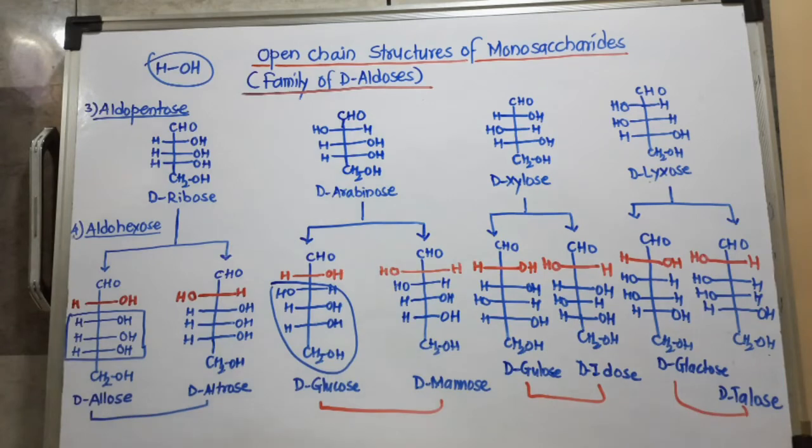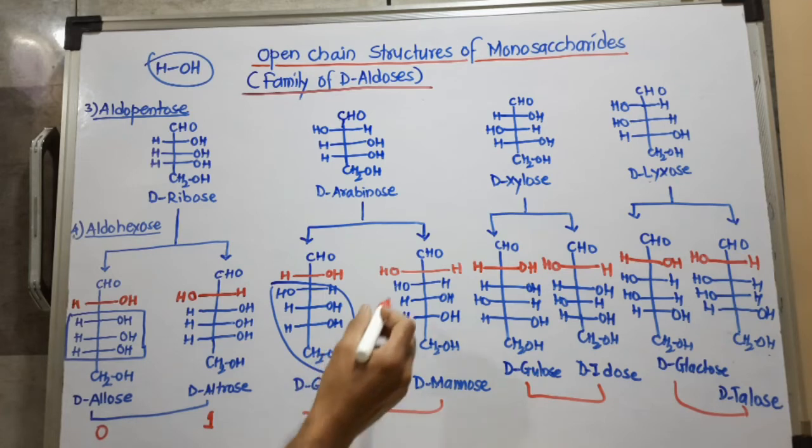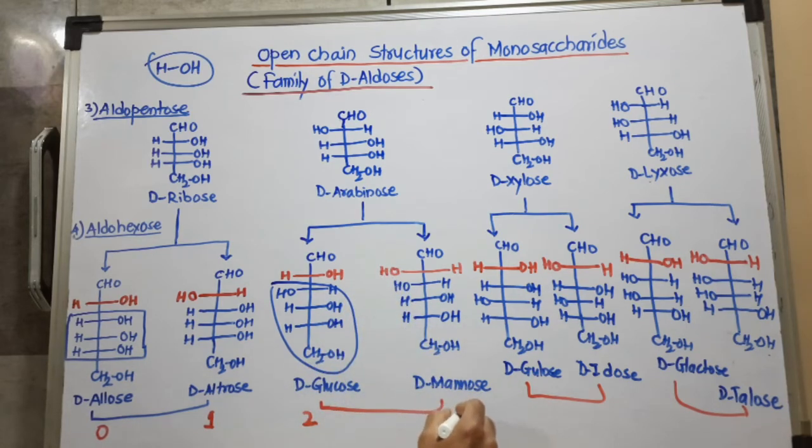Now these are the pairs. How to remember? You just prepare your own trick, but you remember these pairs. Allose, altrose, glucose, mannose, glucose and idose, galactose and talose. Now as I mentioned earlier, you just remember their position of hydroxyl group. Here for this allose, this is 0. For altrose, this is 1. For glucose, this is 2. You have to remember number 2. For mannose, this is 1 and 2.